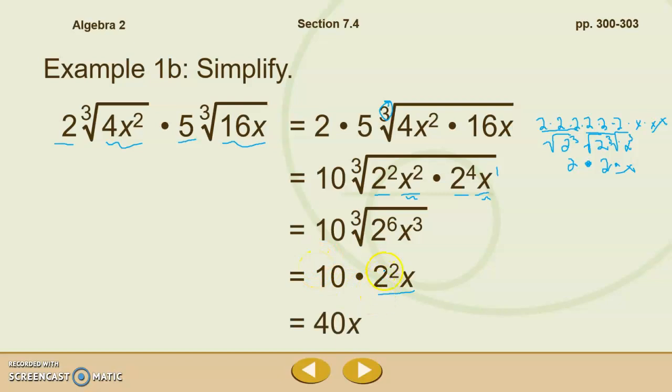We have 2 squared is 4, so this could be written as 4x. And then 10 times 4x is 40x. Again, if you don't like that multiplication dot, you can use parentheses there if that works better for you. So this one simplified is 40x.